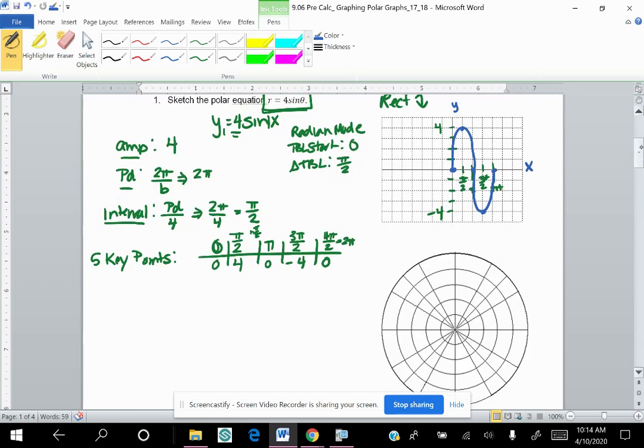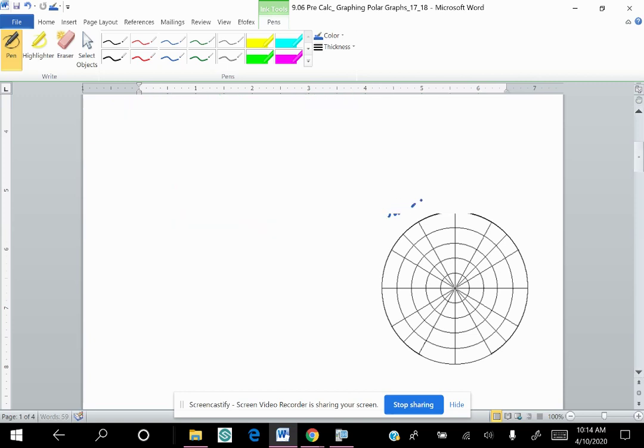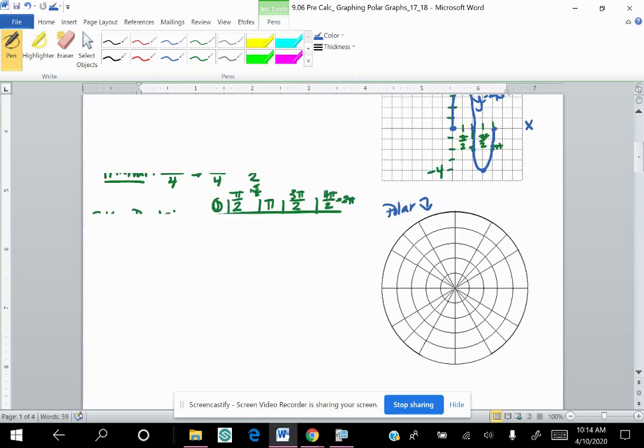So that's using our rectangular set of axes. We see 4 sine of x. This would be y equals 4 sine x. So an amplitude of 4 and a period of 2 pi. Now I want to graph it on my polar axes.